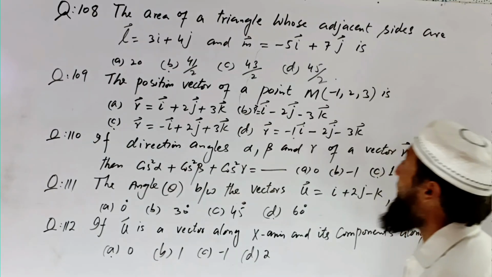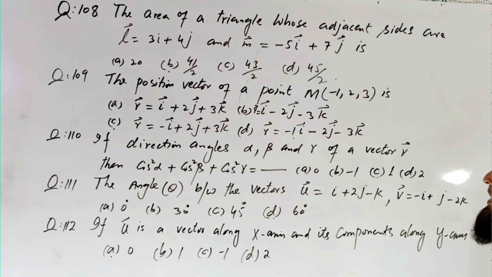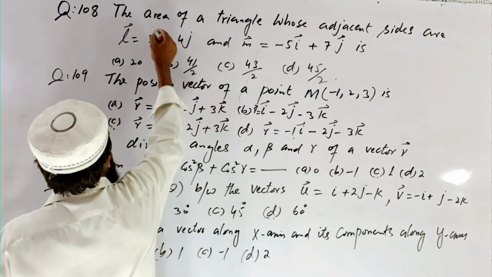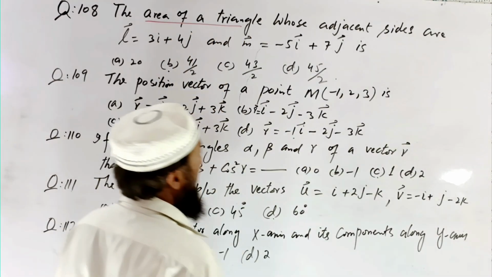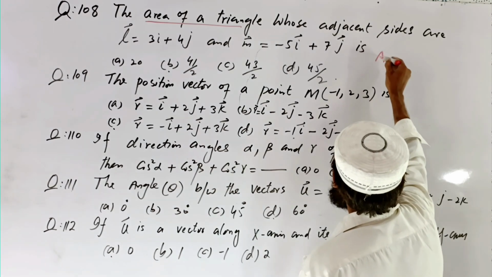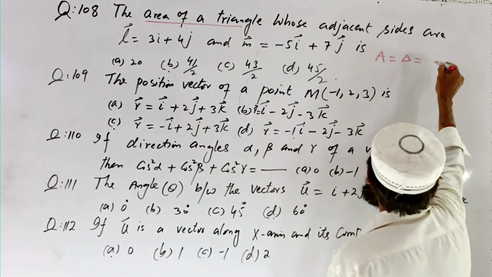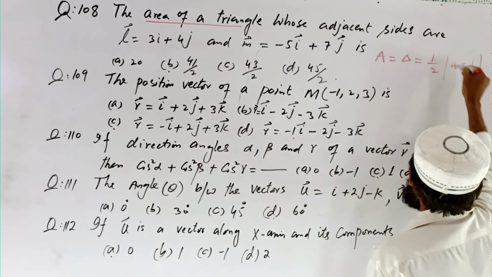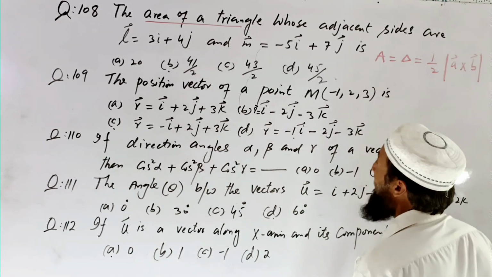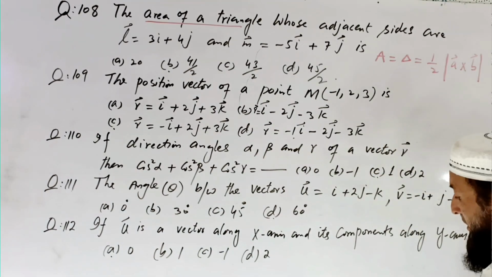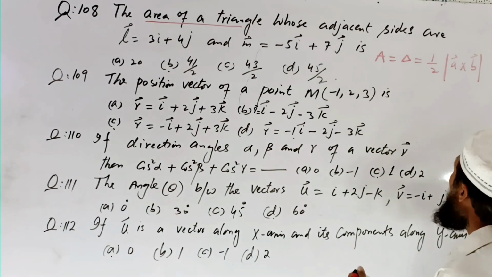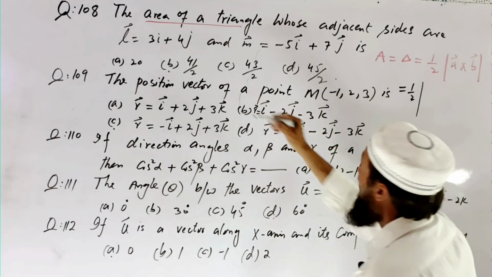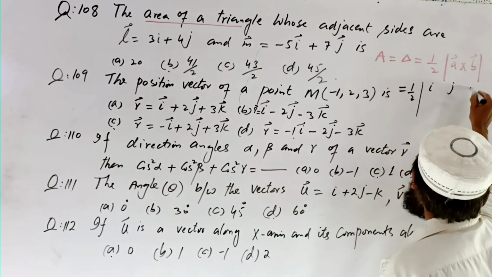Area of a triangle whose adjacent sides are given. The area of the triangle is required. So, in vectors, we know that the area of a triangle is equal to delta is equal to 1 over 2 A cross B. This is the general formula in vector form. For the area of a triangle whose sides are given, we use this formula. So how do we calculate it? Here 1 by 2 and the values of i, j and k.